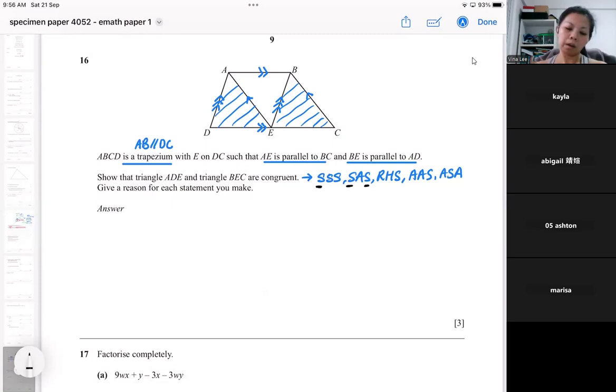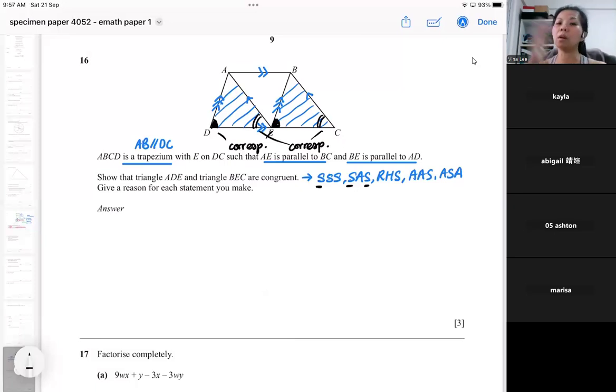Okay, so it's easier to look for same angle. The easier one will be this angle and this angle. So these two are corresponding angles. And this angle is also a corresponding angle. So actually you got two angles already.